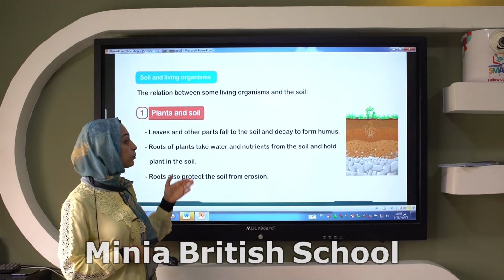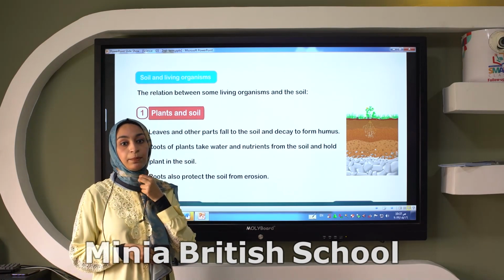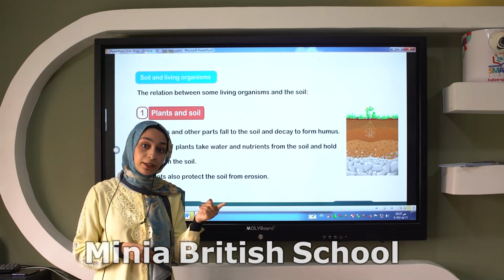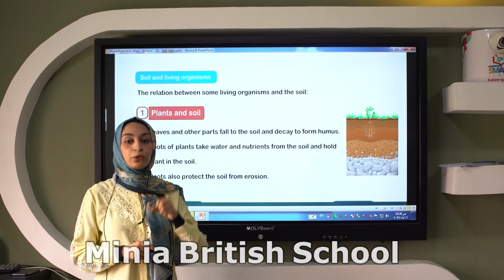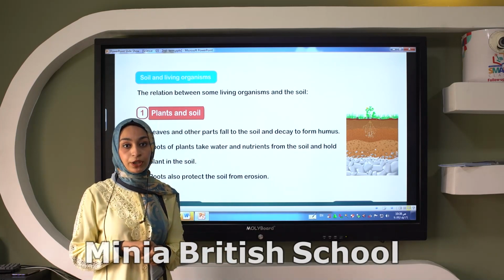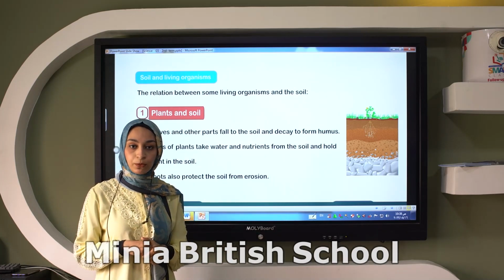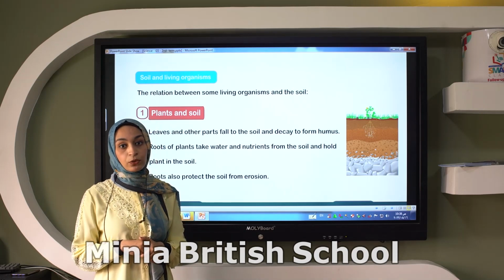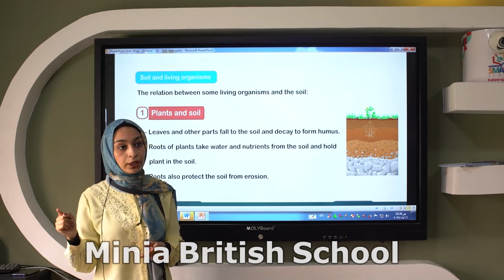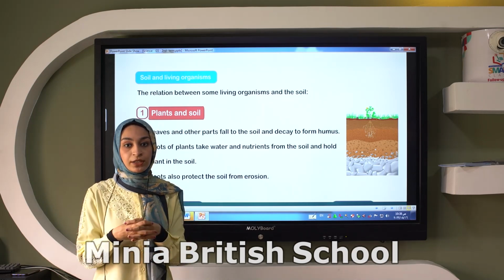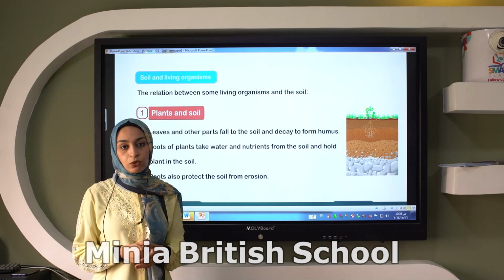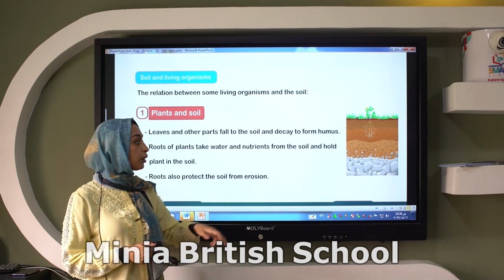For example, the roots of a plant have an important role for the plant and for the soil. For the plant, they absorb water and minerals to make their food during the photosynthesis process. But their role for the soil is that they prevent soil erosion and help the plant to be cohesive. Cohesive means it fixes the plant well in the soil.